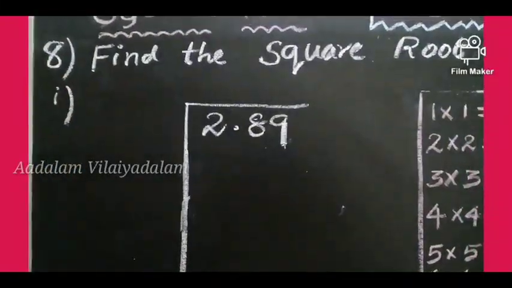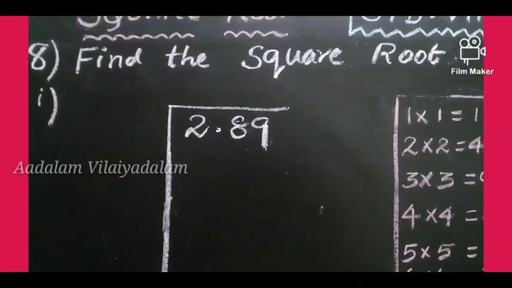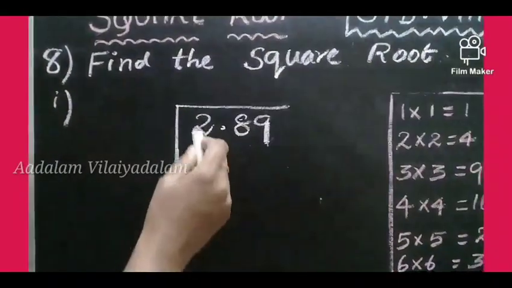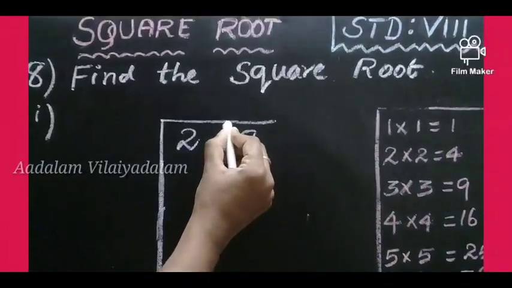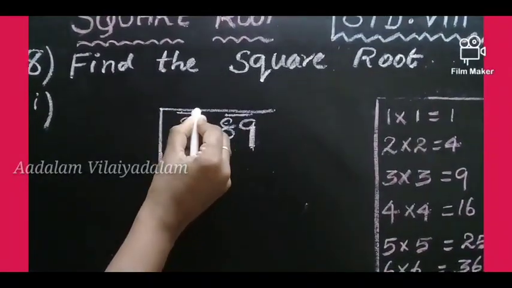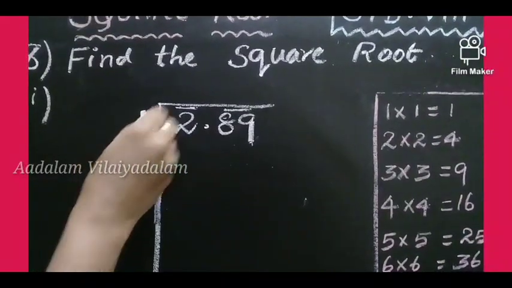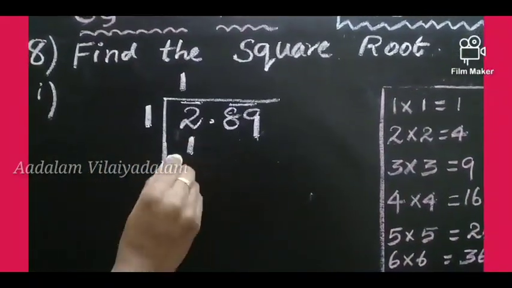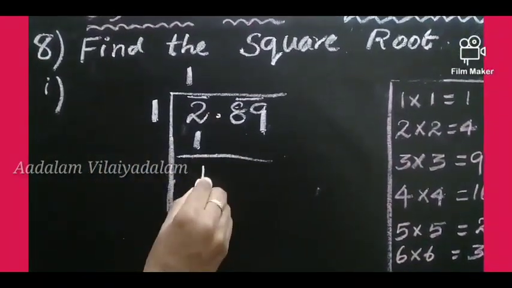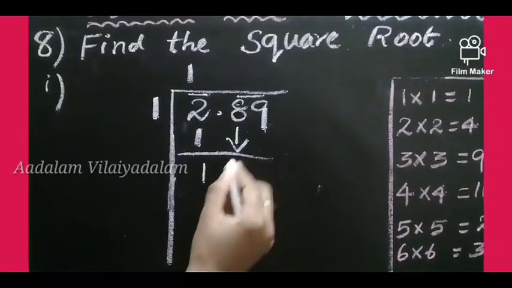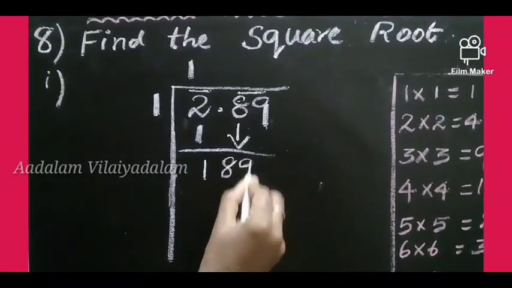Question: find the square root of the first one, 2.89. Here 89 is the first pair, 2 is the other one. So here 2 is there, we have to choose 1 only. 1 1 is 1. So the balance is 2 minus 1, 1. We have to write the next pair, 89.